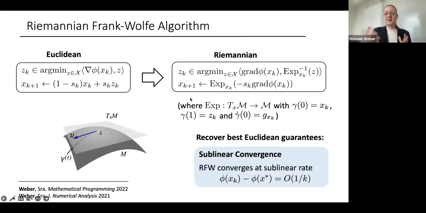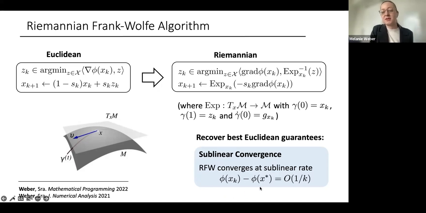So that algorithm is a useful extension of the Euclidean Frank-Wolfe algorithm in the sense that it recovers the same convergence guarantees. In particular, a first order method like the Frank-Wolfe algorithm should have sublinear iteration complexity, which we can show is the case for the Riemannian Frank-Wolfe algorithm.